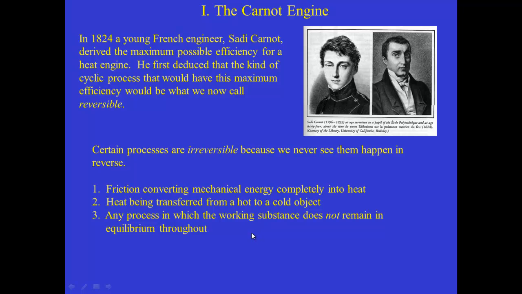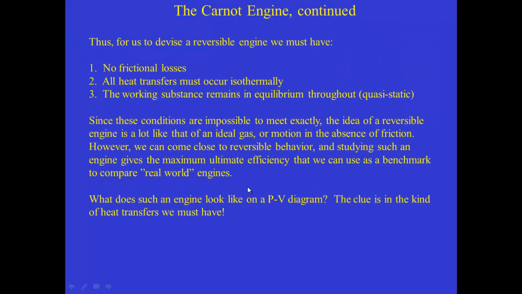So we want to avoid these kinds of processes if we want to construct a heat engine that has the maximum possible efficiency. What does that mean? That means that a reversible engine, the one that has the maximum possible efficiency, must have no frictional losses. And so, of course, we do the very best that we can to lubricate mechanical parts that are going to rub across one another. Also, all heat transfers must occur isothermally, right?